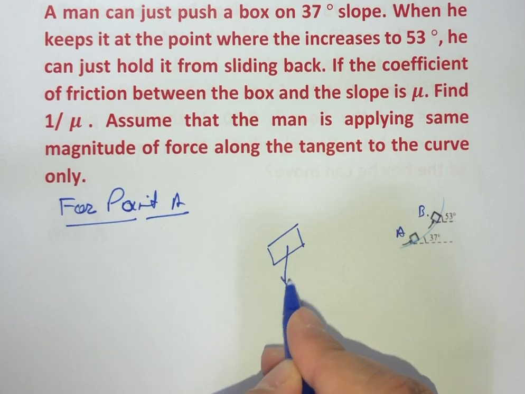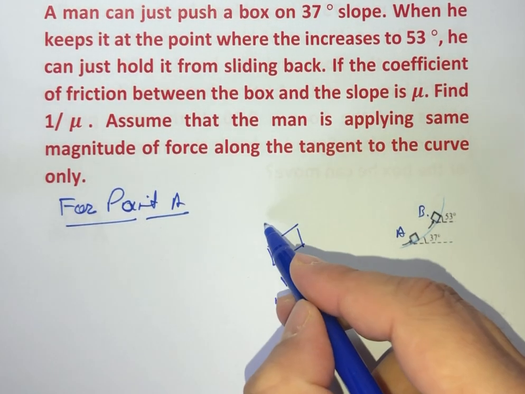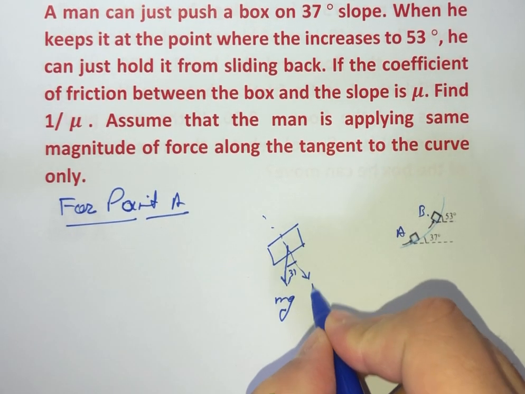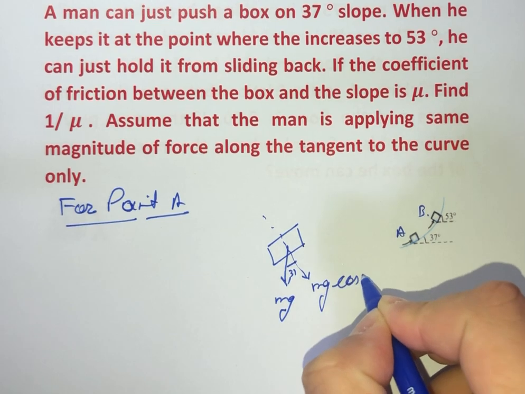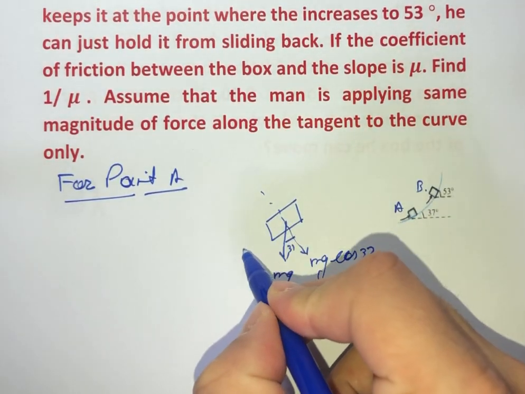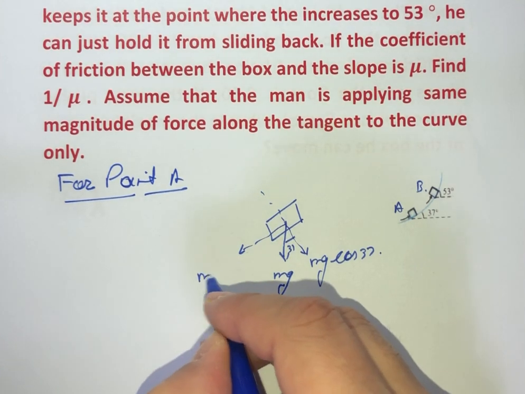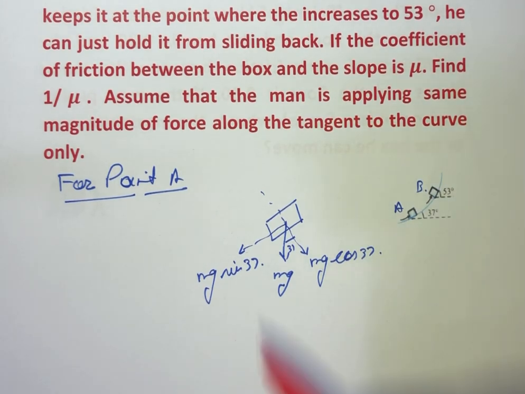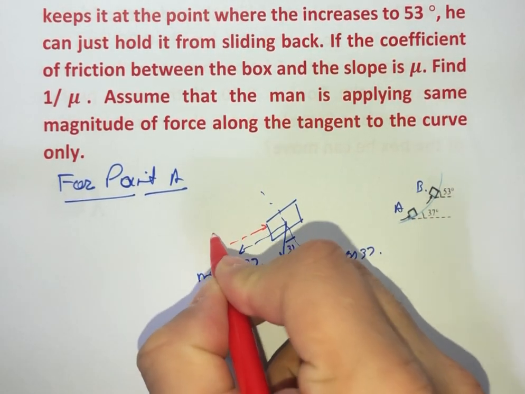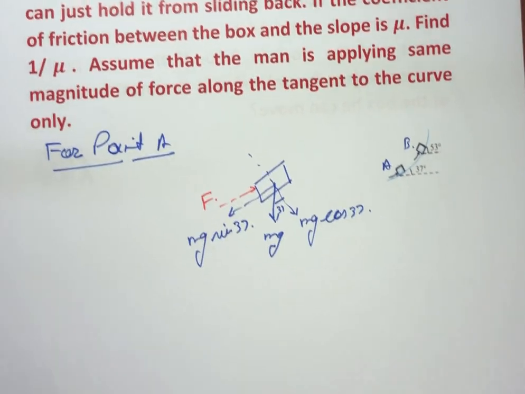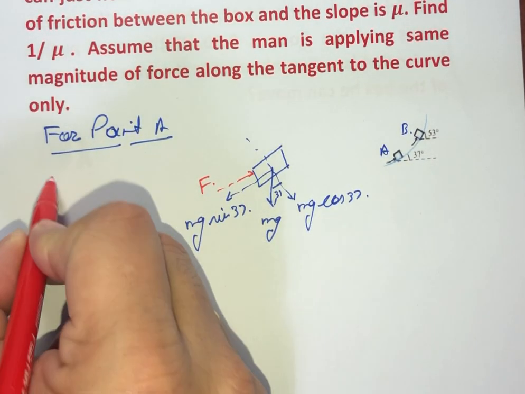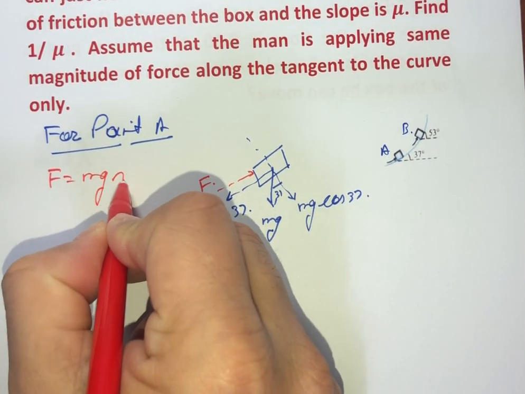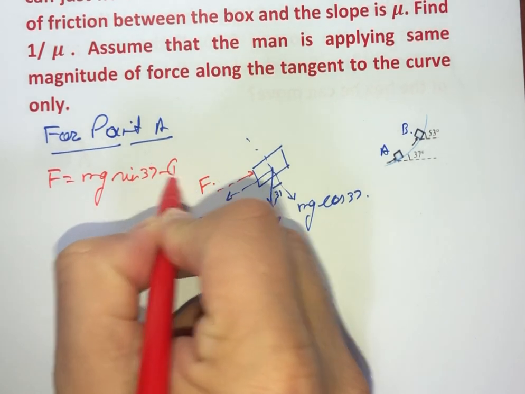In the downward direction we are going to have mg, and this will be our 37. So there are two components. This will be mg cos of 37, and in this direction it will be mg sine of 37, and in the upward direction a force F is being applied. So we can write this equation as F is equal to mg sine of 37. Let this be equation 1.